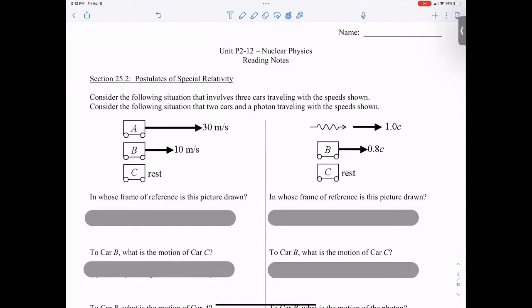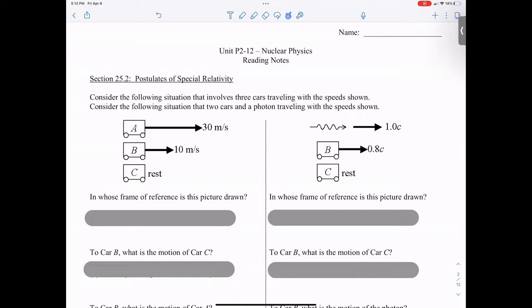Let us begin. In order to take a look at some of the nuclear concepts, we need to take a look at certain aspects of Einstein's theory of special relativity, as many of these concepts relate to Einstein's ideas in energy, nuclear ideas in energy. So there's a connection we have to establish. Section 25.2, postulates of special relativity.